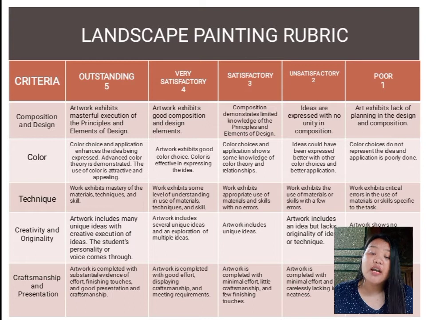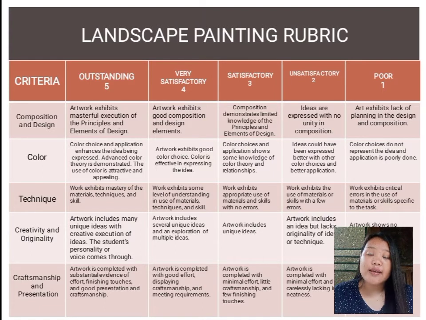So the first level of color is outstanding or 5. Color choice and application enhances the idea being expressed. Advanced color theory is demonstrated, and the use of color is attractive and appealing. The next is very satisfactory or 4. Artwork exhibits good color choice. Color is effective in expressing the idea.